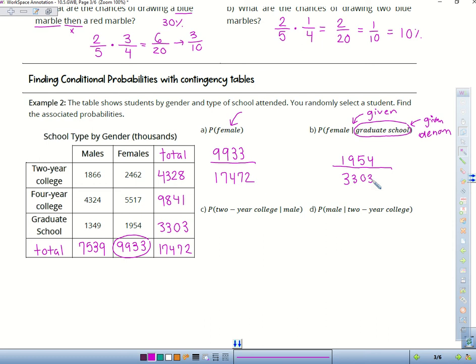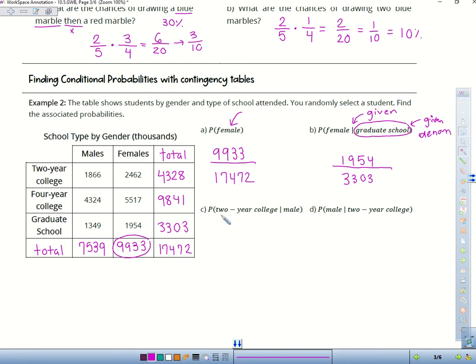So you see how the total changes if we're looking at a given. Sometimes with these contingency tables, we only want to look at a smaller sample of people. We might only want to look at 2-year college students. We might only want to look at female, male. So be aware that the denominator can change. We're not always looking at the complete total. Okay, that's how we get different probabilities in different scenarios.